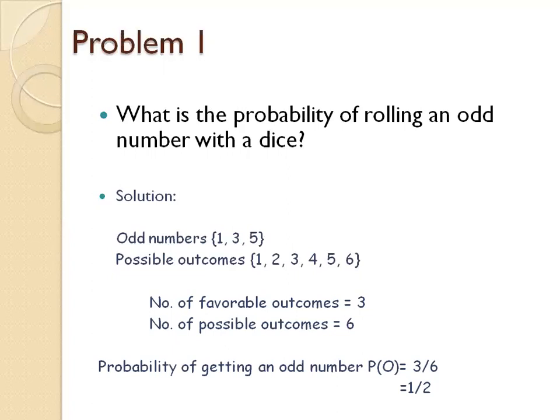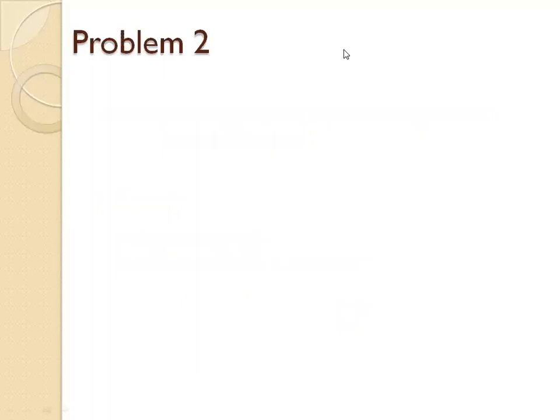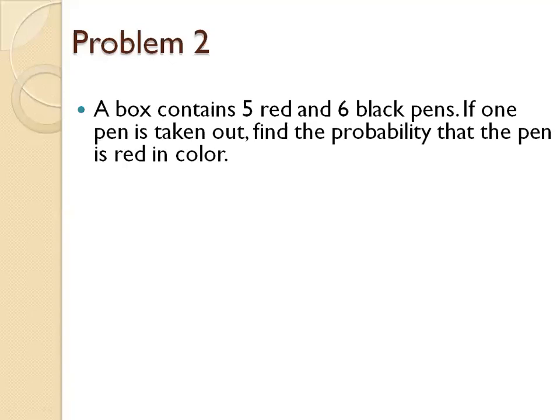Now we will be moving to problem number 2. Here in this problem, let's have a look. A box contains 5 red and 6 black pens. If one pen is taken out, find the probability that the pen is red in color. First, we have to consider how many pens are there in the box. There are 5 plus 6, in total 11 pens.